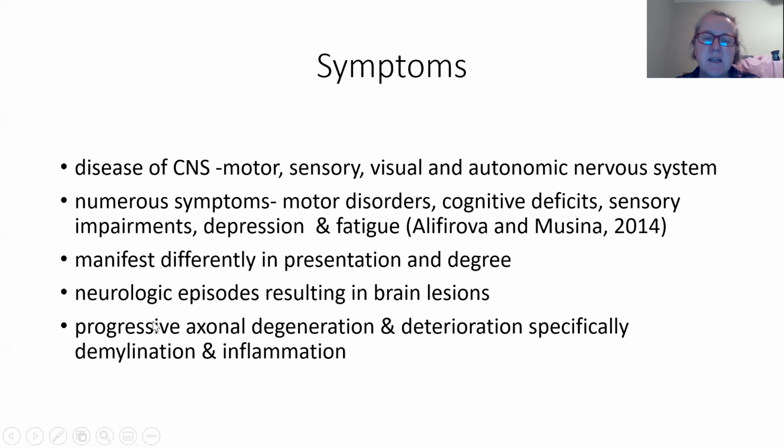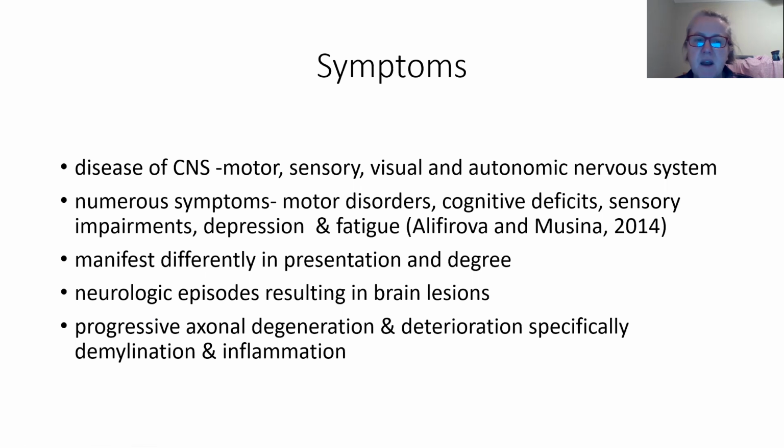So the symptoms of MS are varied. It's a disease of the central nervous system and involves the motor, sensory, visual and autonomic nervous system. As a result, there are a number of symptoms that contribute to the condition. These include motor disorders, cognitive deficits, sensory impairments, and depression and fatigue. And they can be found in Ella Frover and Muzina in 2014 readings.